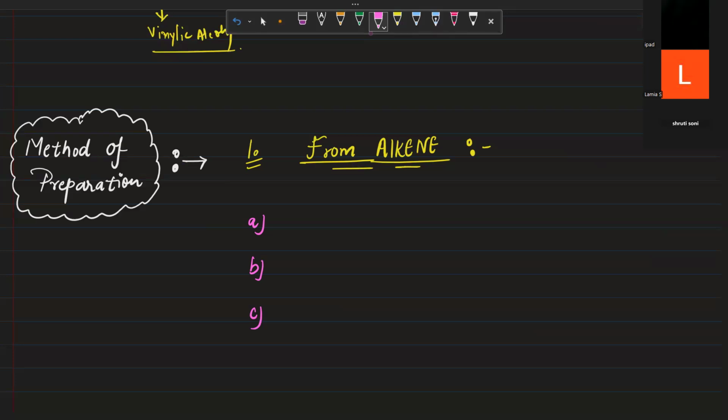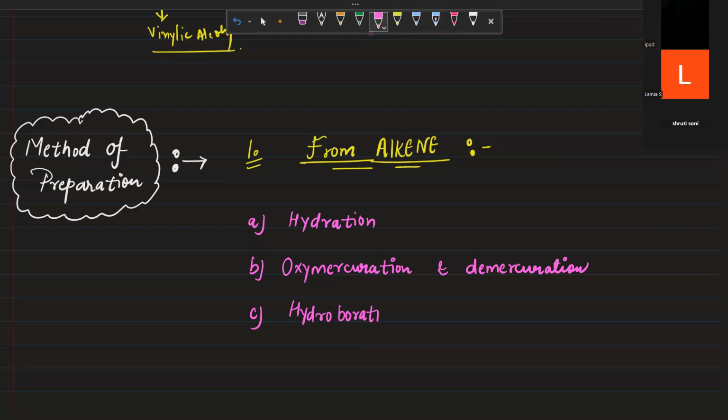In alkene, there are three methods to generate alcohol. Okay. So the first method is hydration, then oxymercuration and demercuration. You note down this thing. Oxymercuration and demercuration, then hydroboration oxidation.